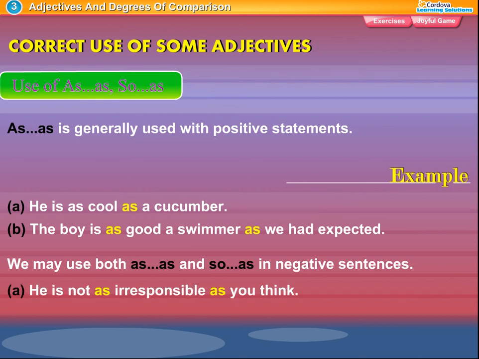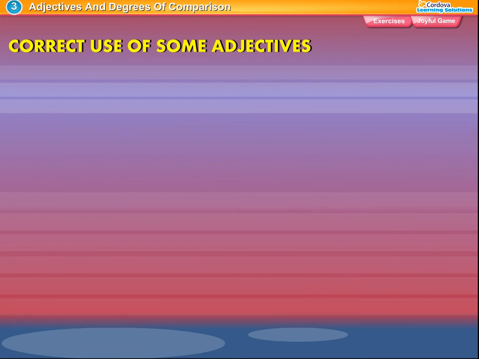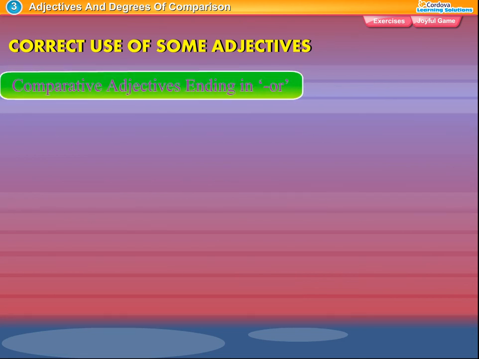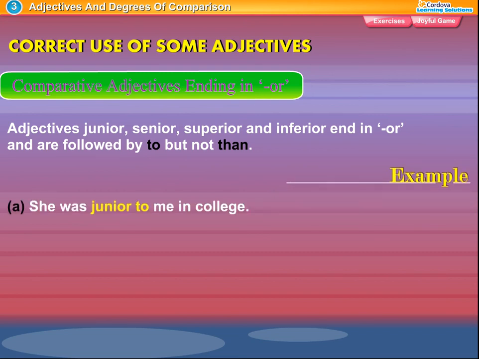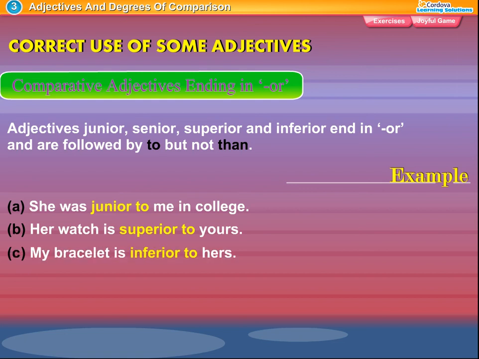Examples: A. He is not as irresponsible as you think. Rohan is not so lazy as you think. Comparative adjectives ending in or. Adjectives: junior, senior, superior, and inferior end in or and are followed by to, but not than. Examples: she was junior to me in college. Her watch is superior to yours. My bracelet is inferior to hers.